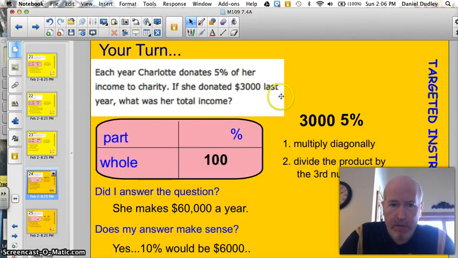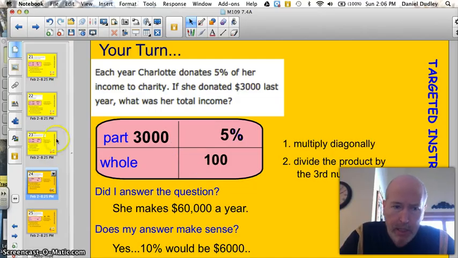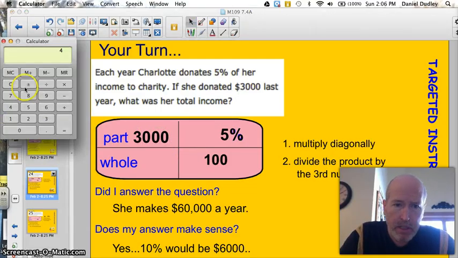Charlotte donates 5% of her income to charity. If she donated $3,000 last year, what was her total income? All right, so she donated 5%. We know that. Let's see if I can get it right over the top again. Nice. Last year she donated $3,000, so that was part of something, but we don't know what the whole was. So we'll multiply diagonally, and this gets a little bit tricky.